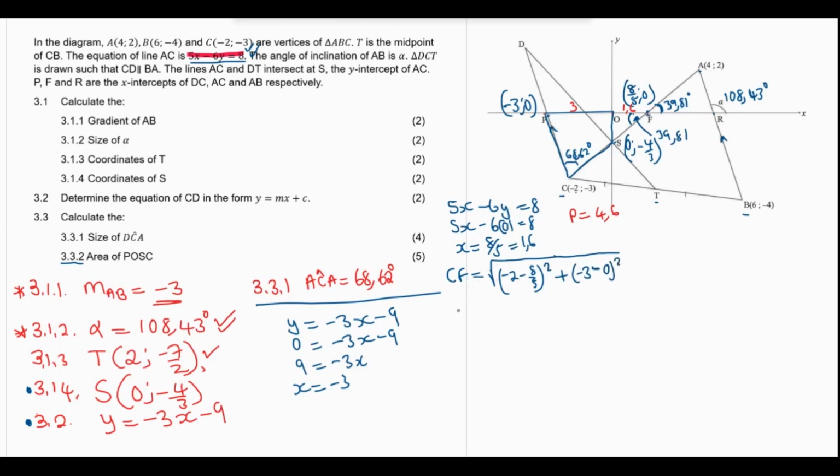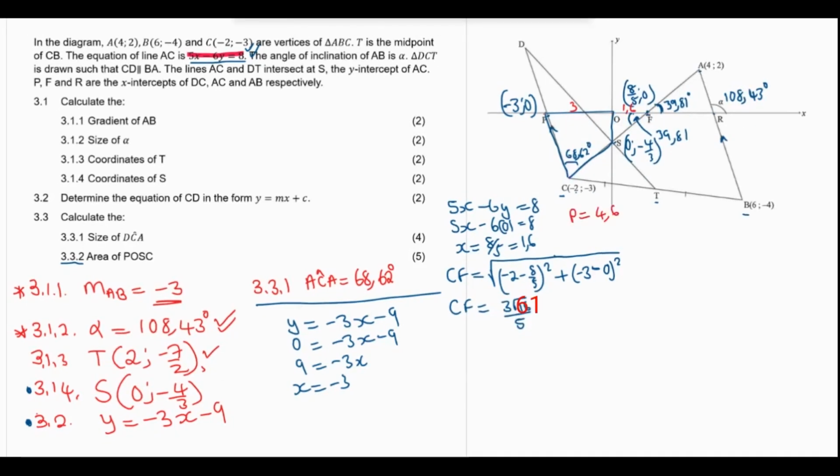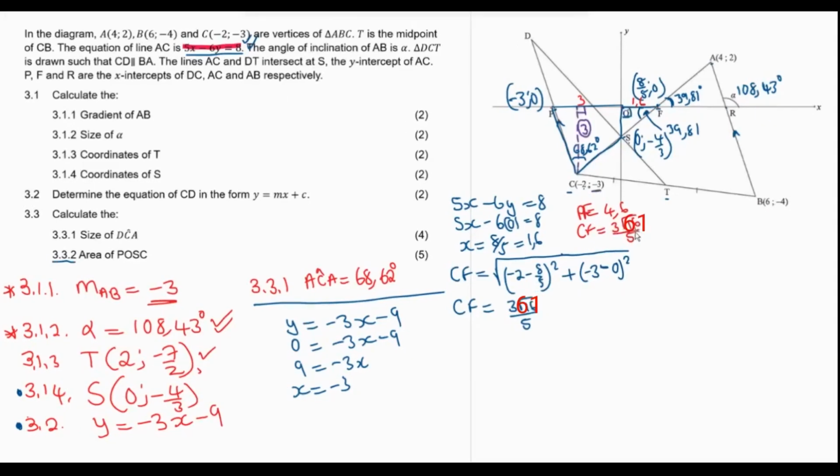And then if you put this in the calculator, you get that CF is equal to 3 times the square root of 61 divided by 5. So let's write that here. This is PF actually, PF, not P. And then CF is equal to 3 times the square root of 61 divided by 5.